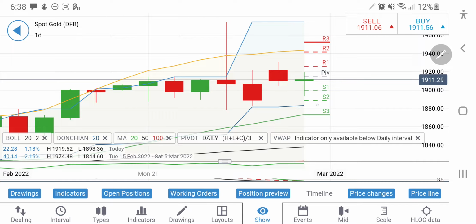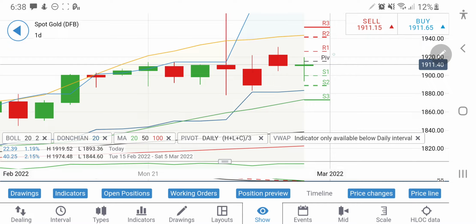On the indicators, you'll find on the daily chart, here is the 20-period moving average, the green line, at 1875 levels, and here is a support at 1900 and then the 1890 level.